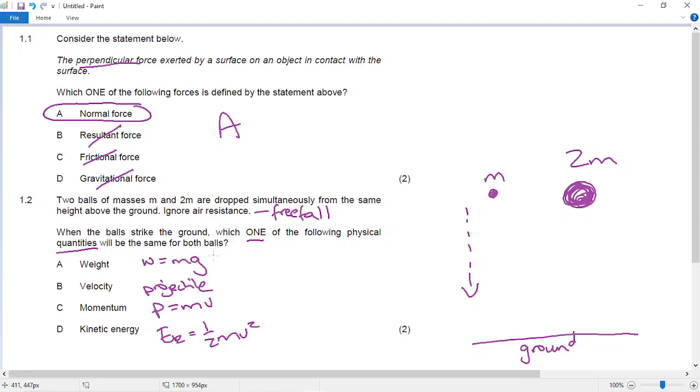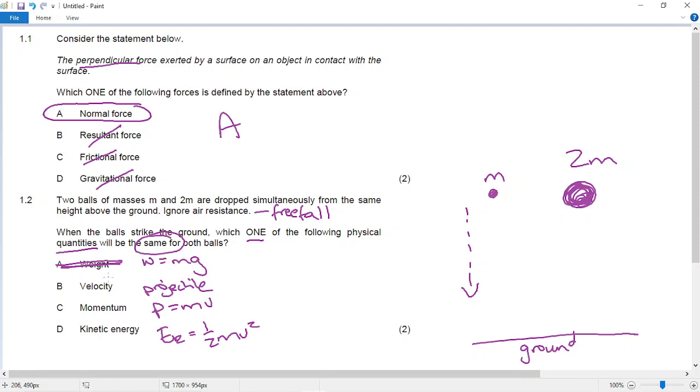So now, it says which one will be the same. The weight can never be the same because the one is m and the other one is 2m in mass. So this one will never be the same because one has got more mass than the other one.